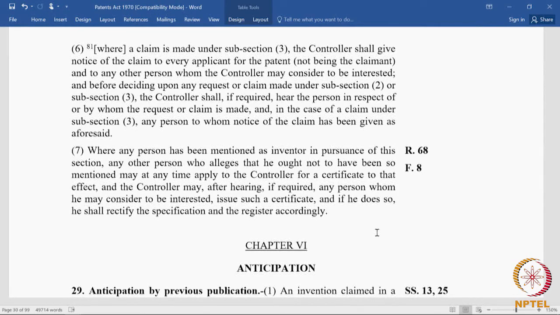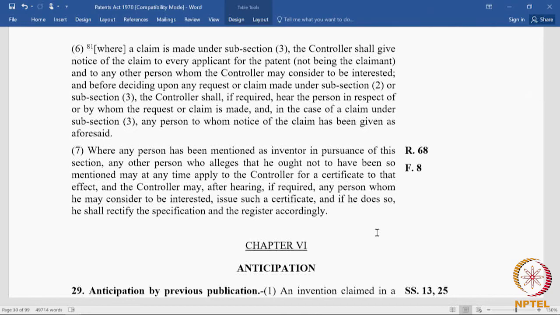Now, in both the cases, the controller will give notice and hear the person. The section only says that the controller shall give notice of the claim to every person involved. So, he will call the applicant, he will call the inventor, he will call any other person who may be interested. There may be other people whom the controller may feel, there may be other joint inventors. The controller can call any person and hear that person. So, 6 deals with hearing.